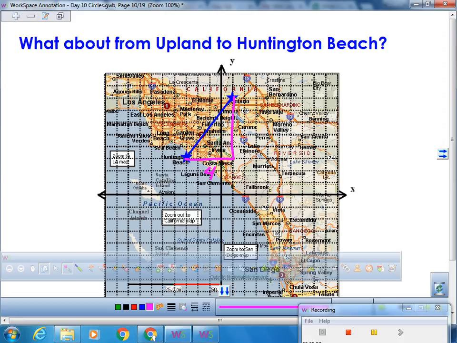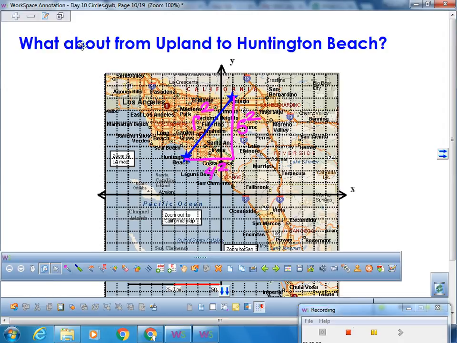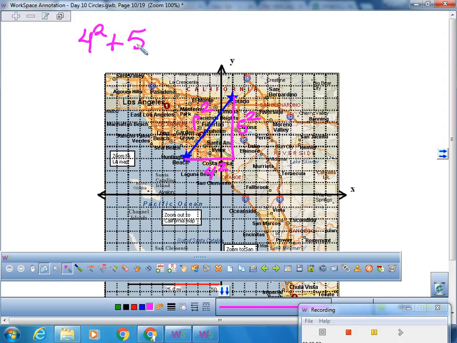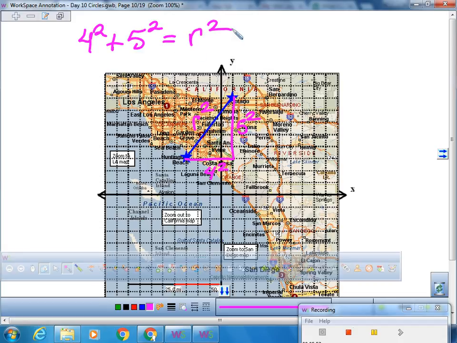One, 2, 3, 4, 5. So if I square this side and square this side, I get this side. So just like Kane was saying, 4 squared plus 5 squared equals r squared, Pythagorean theorem. Okay?